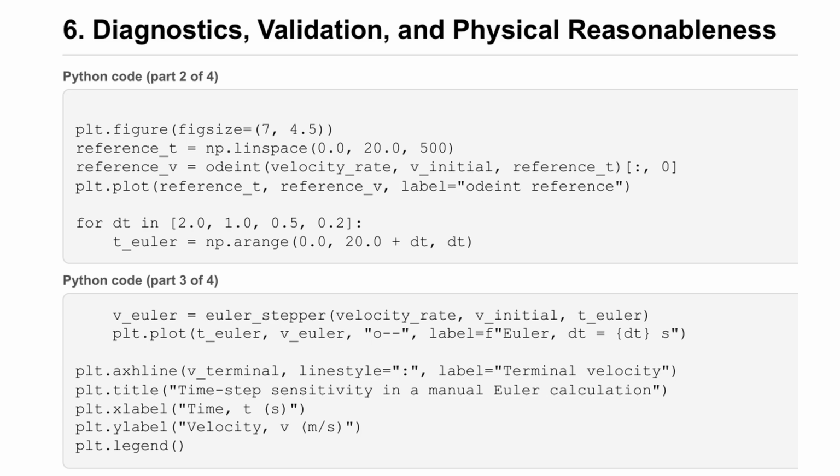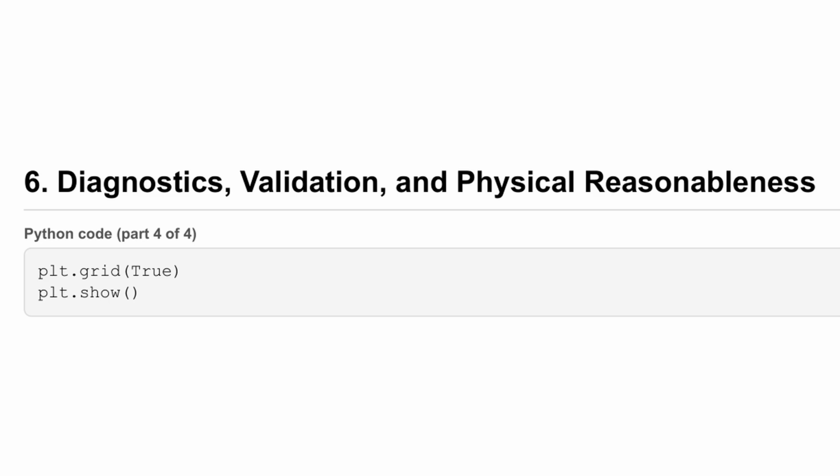Then, we iterate through several different time steps, applying our manual Euler method to the terminal velocity problem. This code finalizes the formatting and displays the plot, which will help us visualize how the choice of time step directly impacts the accuracy of a simple numerical method.